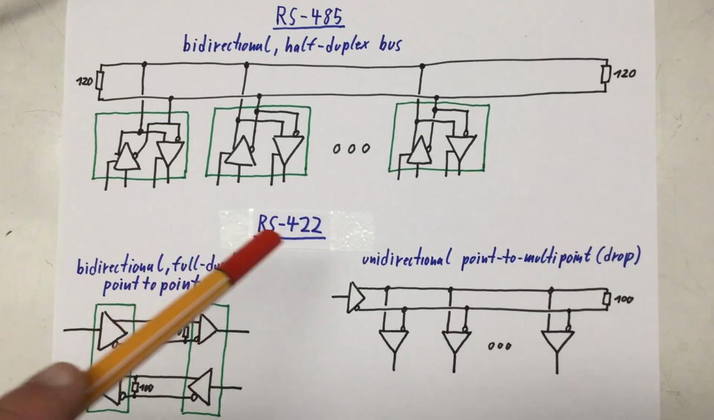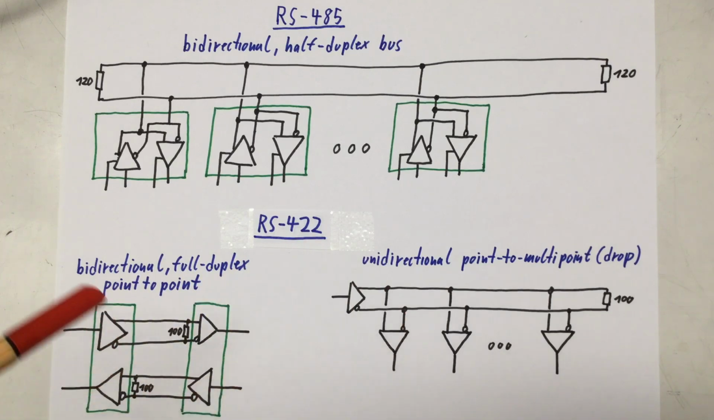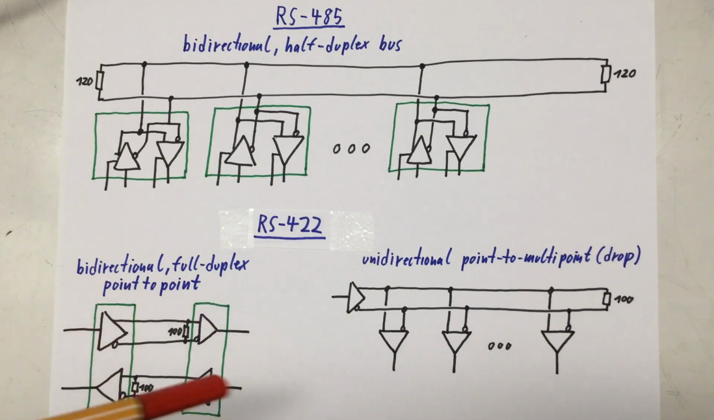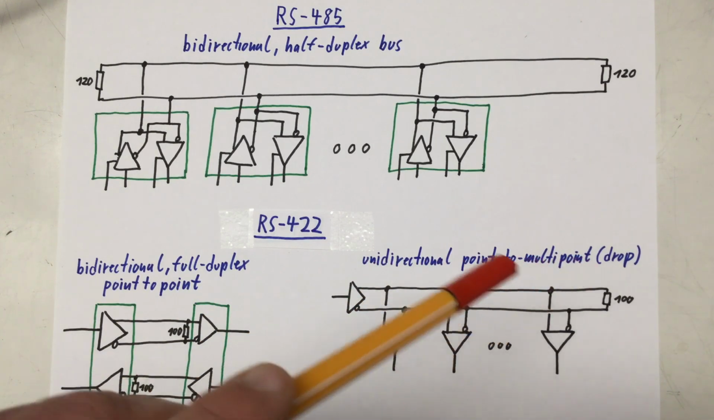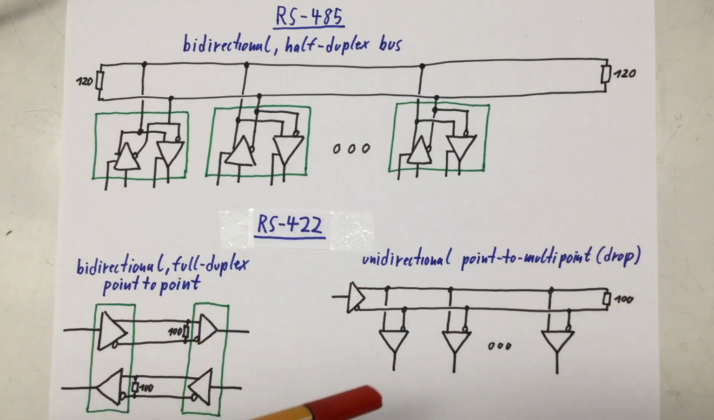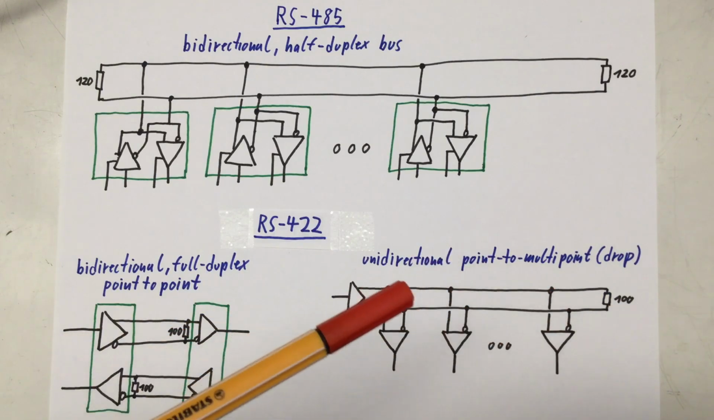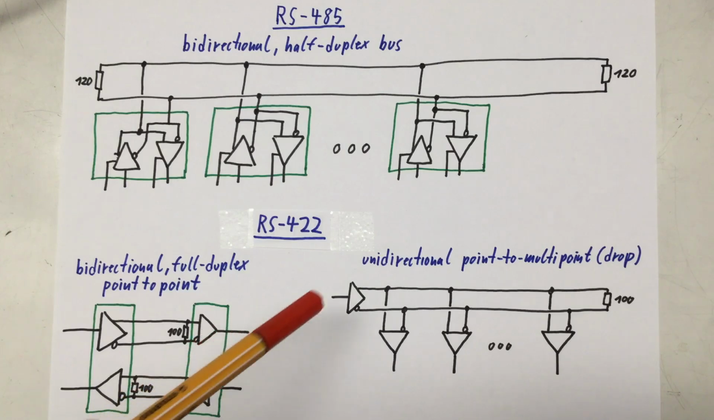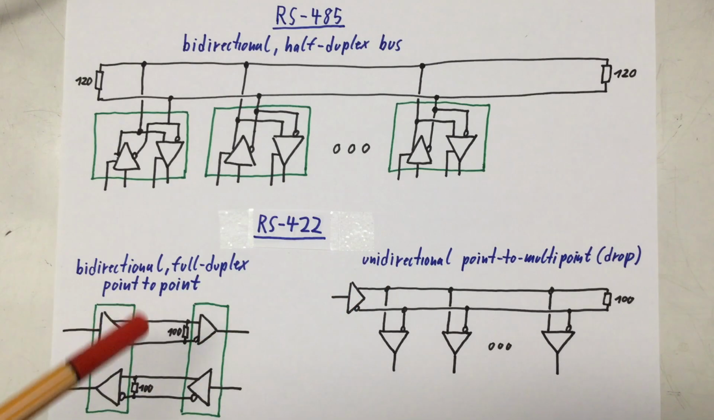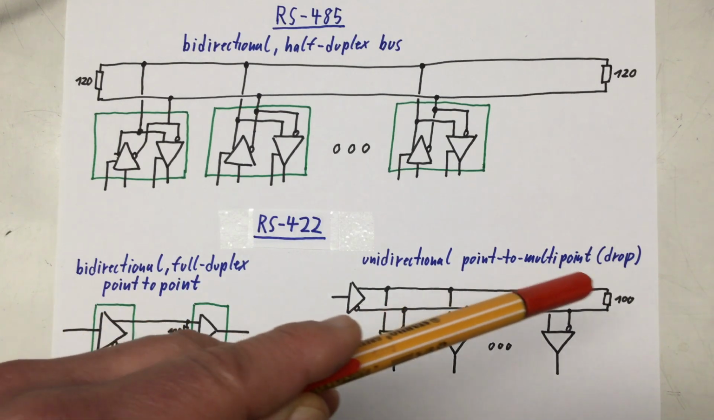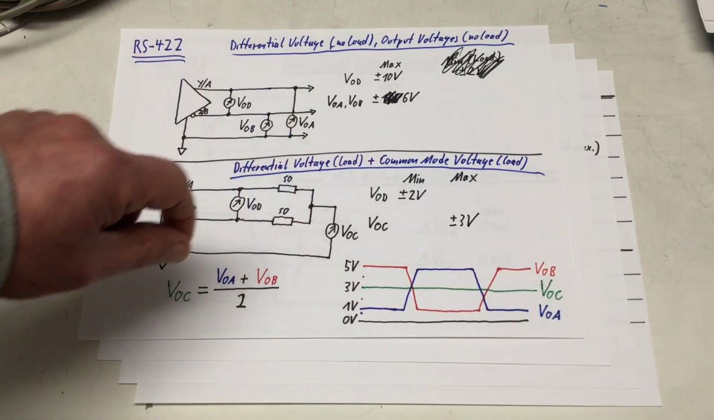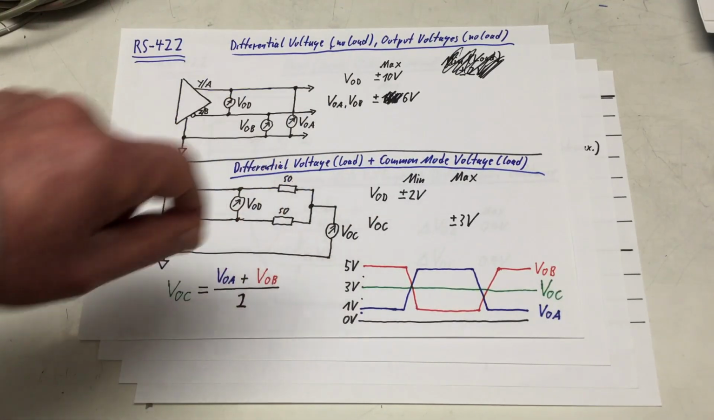In contrast with RS-422, you can either build a bidirectional full duplex point-to-point connection, or you can build a unidirectional point-to-multipoint or multi-drop connection. And that's it. And since there is only a single transmitter in an RS-422 transmission line, you only have to terminate it at the opposite end. Let's talk now about the RS-485 specification.